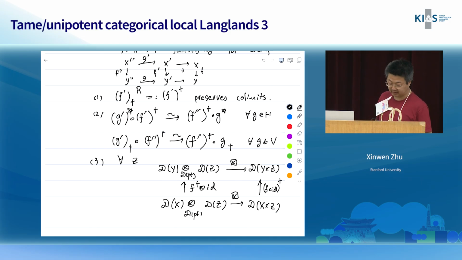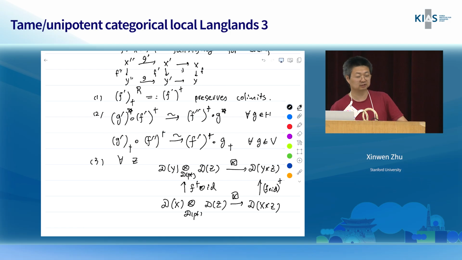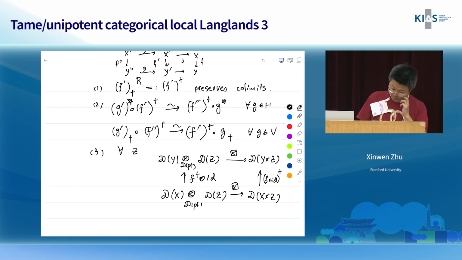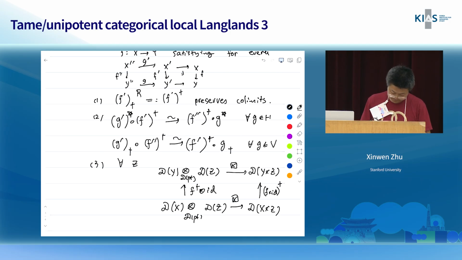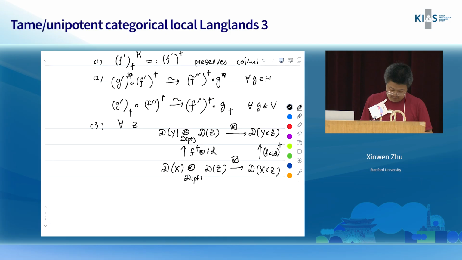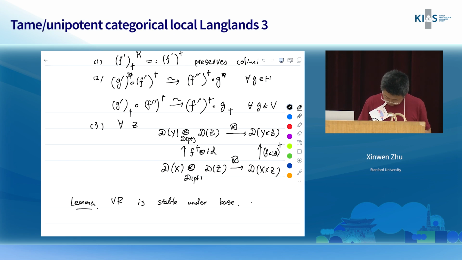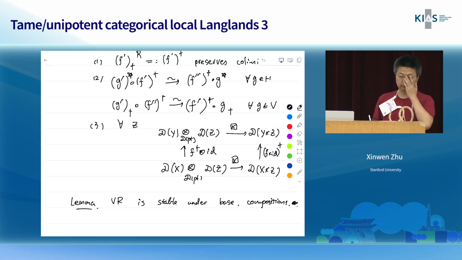Okay, so it's an exercise for you to check that 2 plus 2 plus 3 would actually imply some kind of projection formula for this F upper dagger. Some version of projection formula. All right, so this is the definition of this class of morphisms. You can show this, it is very easy to show, this class is stable under base change and composition.